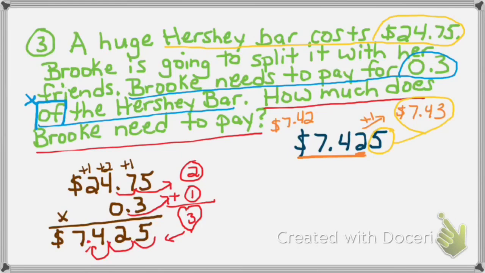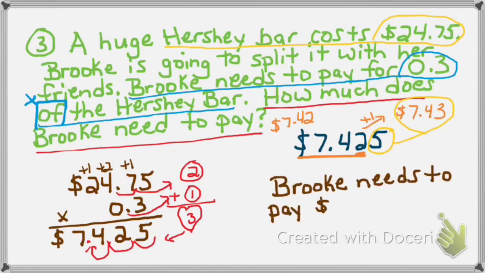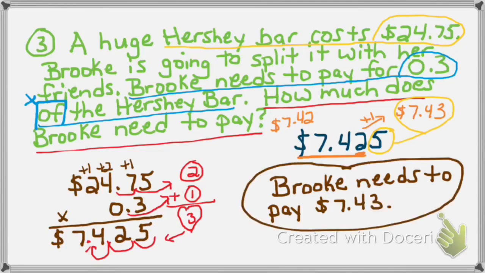So although it doesn't say about or tell you to estimate or round, you cannot give a money answer that has more than 2 places in the decimal column. So if you have more than 2, you are required to round it to the nearest cent or the nearest penny. So my final answer would be Brooke needs to pay $7.43. And that's the answer to problem number 3.